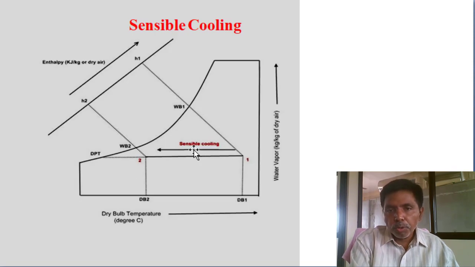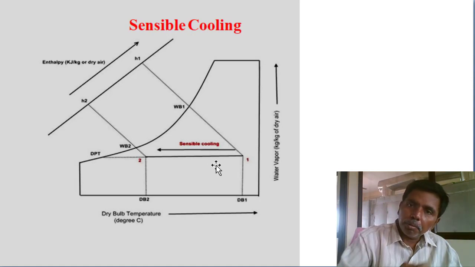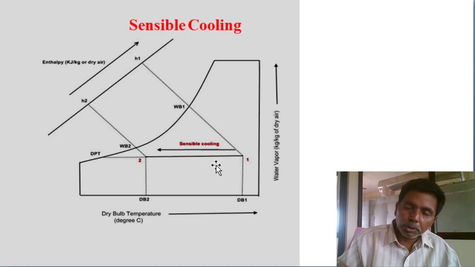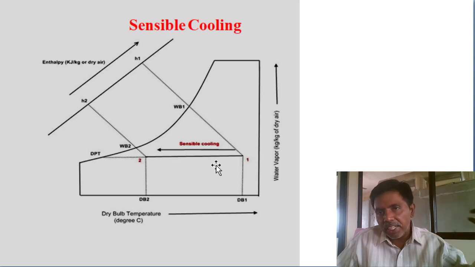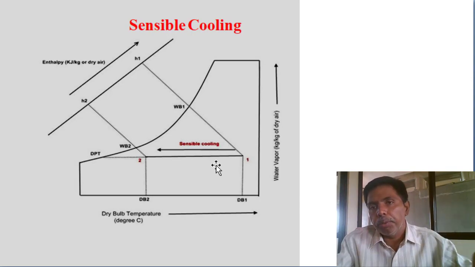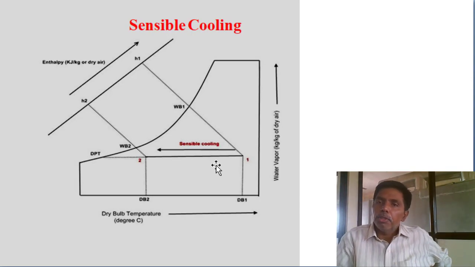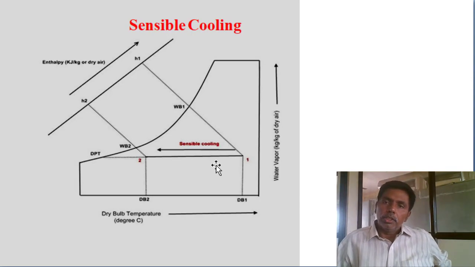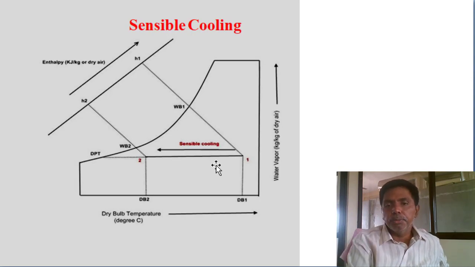See, sensible cooling. I am just reducing the dry bulb temperature. How can I reduce it? In a vapor compression refrigeration system, or vapor absorption refrigeration system, or vapor adsorption refrigeration, whatever the technology, you place the evaporator coil inside the room and automatically you get the cooling. Just simple cooling, sensible cooling.